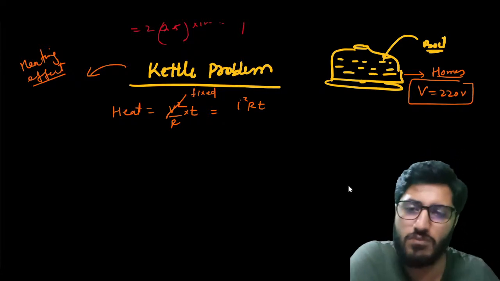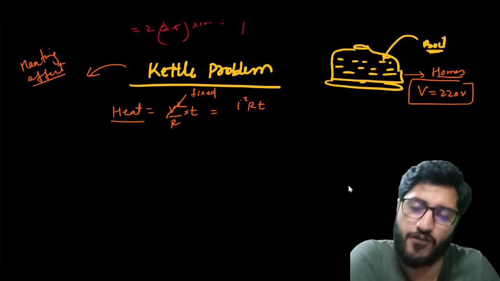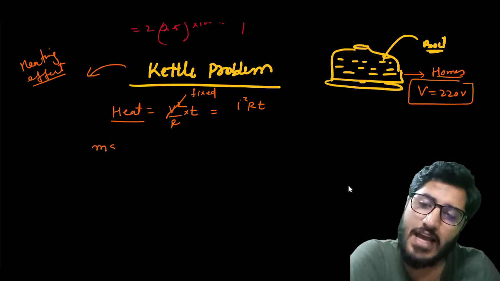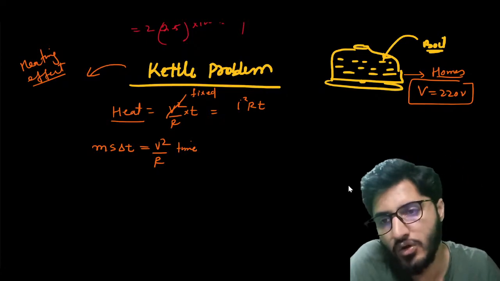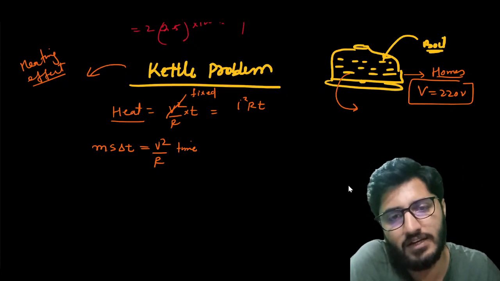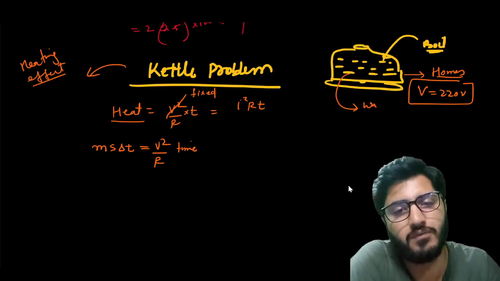So what is heat? From 11th standard, it is m s delta T equals V square by R into time. This is time T. Look, if we have a kettle, it has some mass of water.